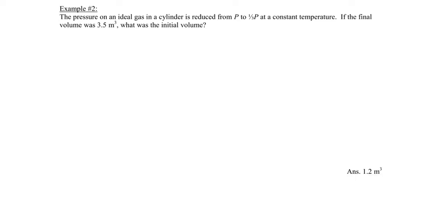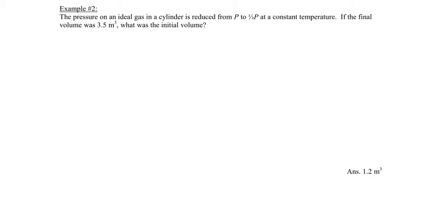Welcome to example number 2 and a quick discussion of the ideal gas law. Now, in example number 2, we're given an ideal gas in a cylinder that is reduced from an initial pressure of P to a third of that initial pressure, final pressure. And through this process, the temperature is constant. The final volume is 3.5 meters cubed, and we're asked to find what is the initial volume.